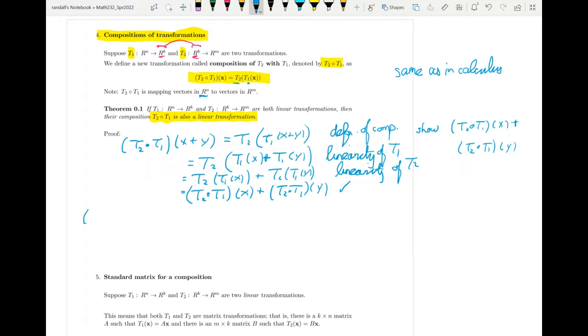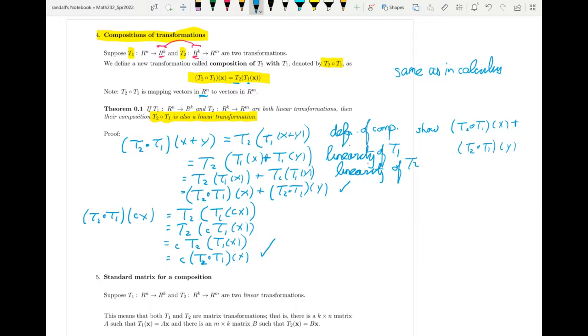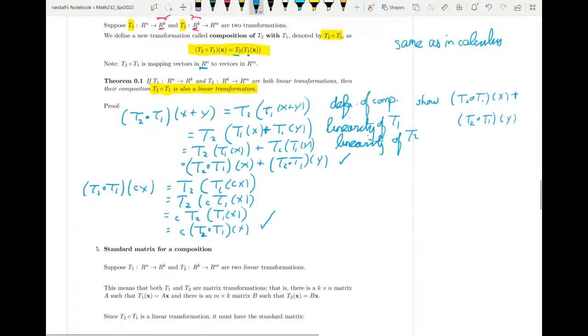And then for the scalar multiplication, let's do it here. I start off with my function, which is this composition, acting on a scalar multiple of a vector. Then I use the definition of composition, which means T2 acts on T1 of Cx. Then I use the linearity of T1, so that's C times T1 of x. And then I use the linearity of T2, so the C's all the way out now, T2 acting on T1 of x. Then I recognize this as T2 composed with T1 acting on x, which is where I wanted to go. So it is linear under scalar multiplication too.